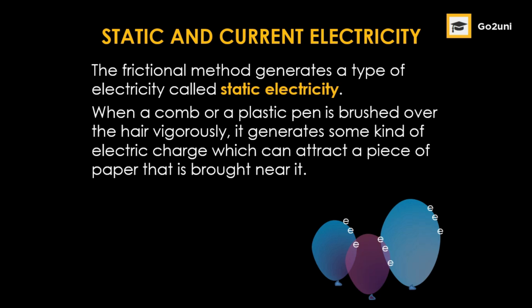This is because the plastic pen or comb has actually acquired some electrical charge, which is referred to as static electricity. Why is it static? It is static because this electricity thus generated on the plastic matter does not leave the matter. It doesn't leave the comb or the pen. It stays on it because it cannot be transferred to the ground, for example, or to our body, because these materials are poor conductors. The plastic comb, the plastic pen are poor conductors.